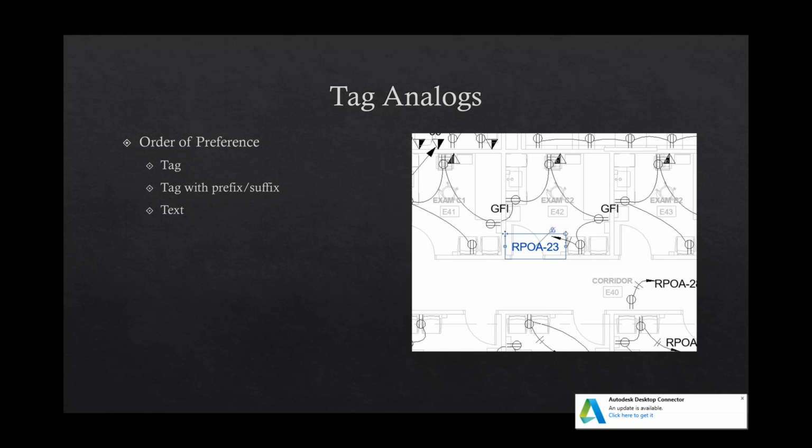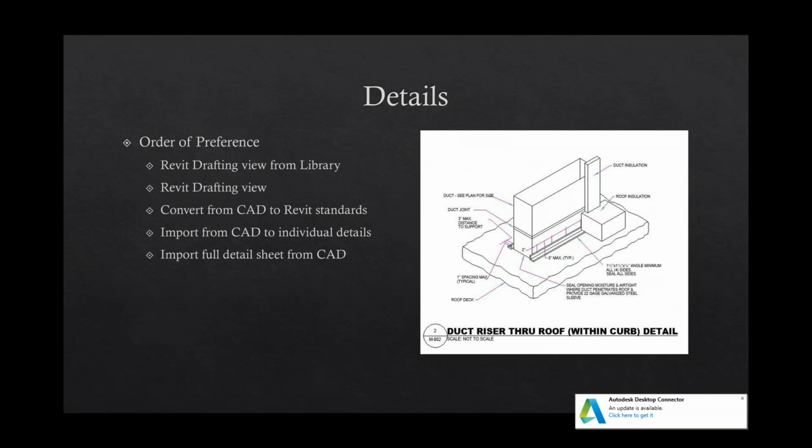If it's something that's going to call out more of a note, something steadier, then that's a time when text will be more suitable. Same thing with details. In order of preference, we want a perfect drafting view in an external library that we can import into our projects, put right on our details page, and it will know what it is and show the proper view title.